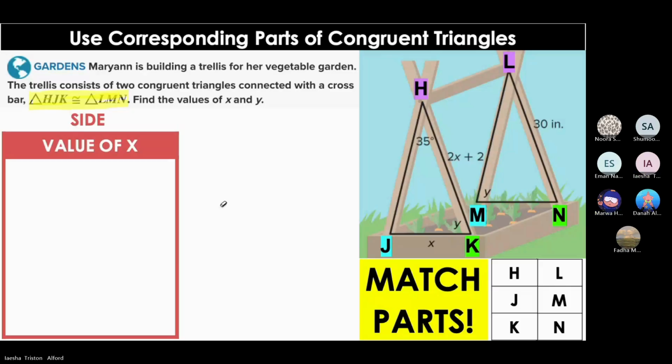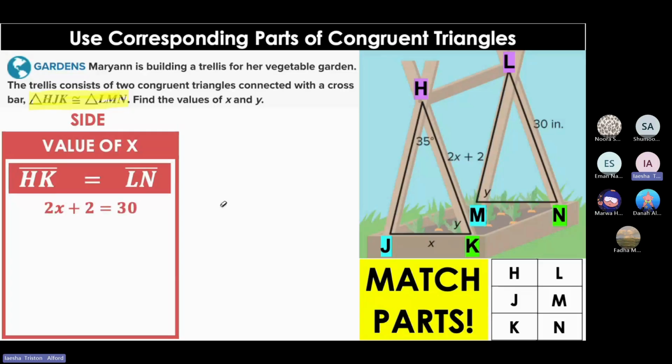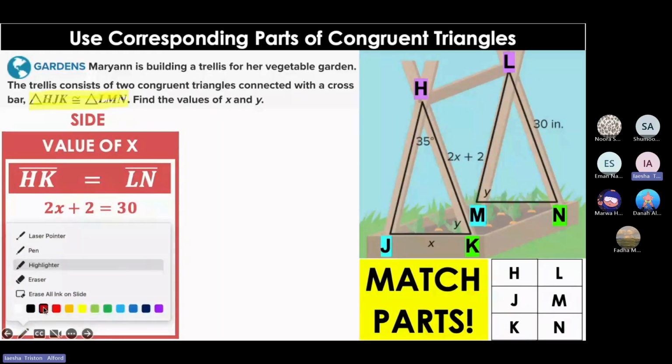Why? Because they're congruent. What's they? HK and LN. HK is congruent to LN. What is the meaning of congruent? Equal. It should be equal. So the equation you said is correct. 2x plus 2 is equal to 30. I'll highlight it here so everybody can see it.